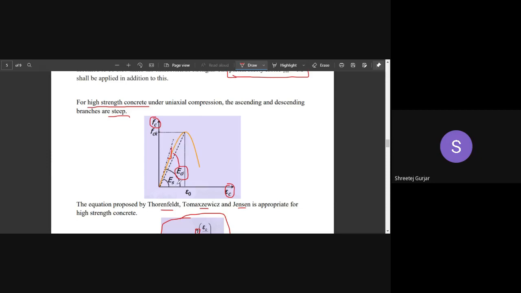Next part is your ES. ES is nothing but your secant modulus, wherein you have this FCK point here, right? The topmost point. You join this point and your 0 point, and we draw a straight line. We join these 2 points by using a straight line, and the slope of this straight line is nothing but your ES or your secant modulus of elasticity. This is our initial modulus of elasticity. This is our secant modulus of elasticity.